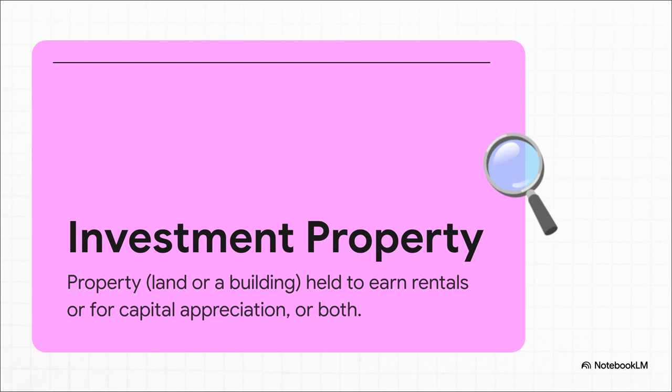IAS 40 says investment property is property, land or a building, held to earn rentals or for capital appreciation, which is just a fancy way of saying you're holding it for its price to go up, or both. The keywords you've got to burn into your brain are rentals and capital appreciation. Its entire job is to make money all by itself.